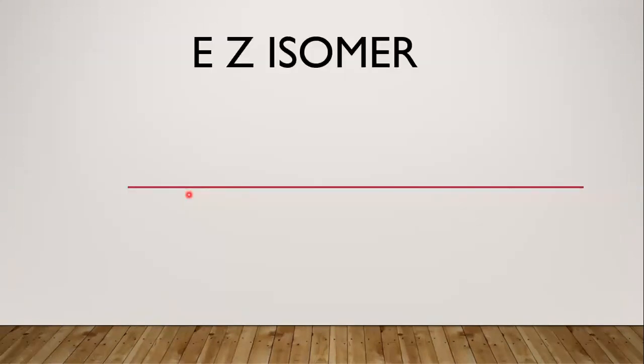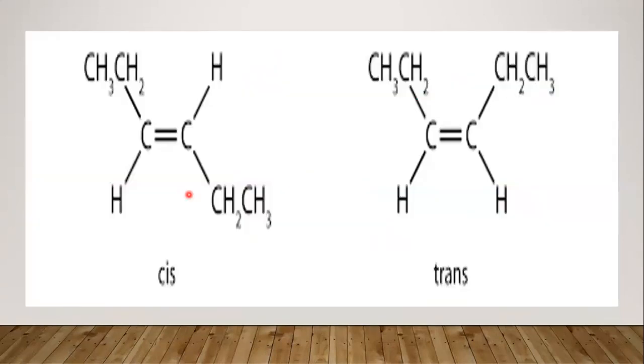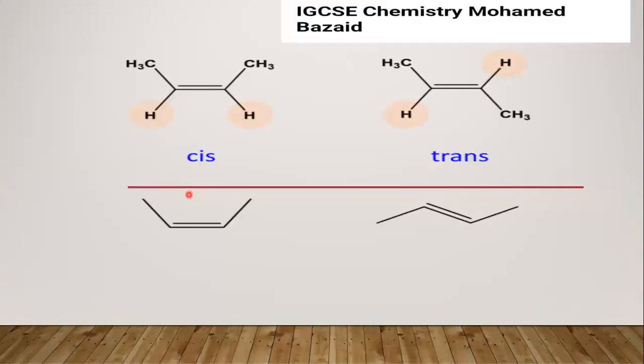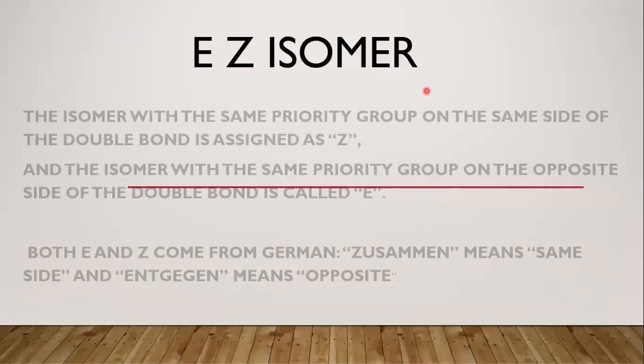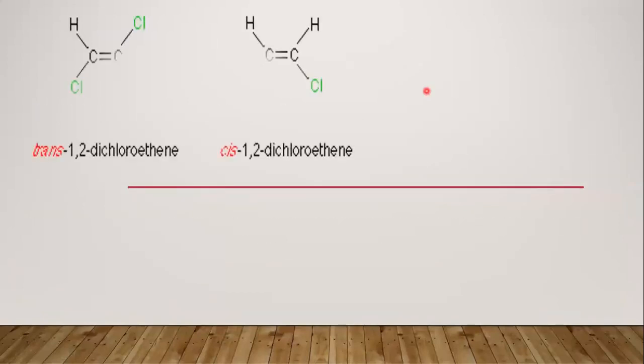Now, I said in cis and trans isomer, the substituents must be the same: H and CH3, H and CH3 in the second carbon, I mean. But what if you have substituents like this?